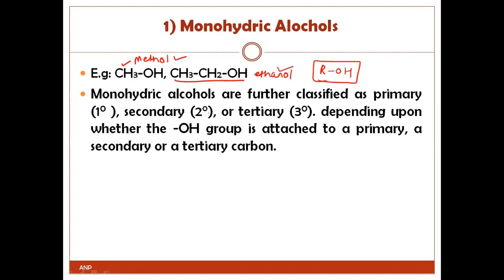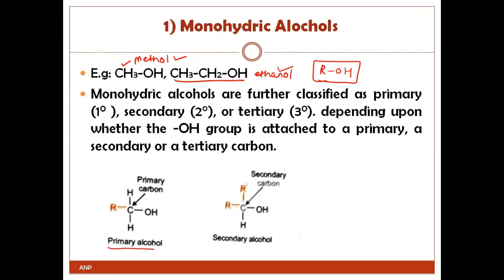Now, these monohydric alcohols are further classified as primary, secondary, or tertiary depending upon whether the OH group is attached to a primary, secondary, or tertiary carbon atom. So what does it mean? Primary carbon atom, secondary carbon atom, and tertiary carbon atom. For example, here this is an example of primary alcohol. Next, this is an example of secondary alcohol, and next, tertiary alcohol.